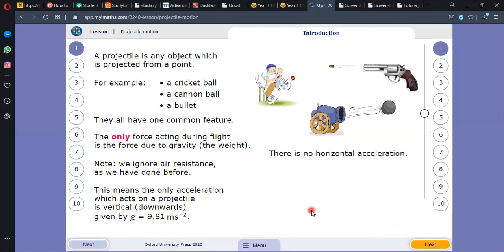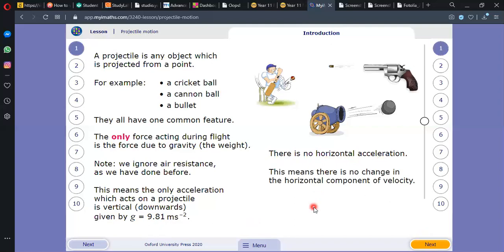Now, take note of this. In projectiles, there is no horizontal acceleration. Remember, the only acceleration acting on a projectile is simply acceleration due to gravity. That's your g. There is no other acceleration. That is why we say that there is no horizontal acceleration. So don't think there is another acceleration acting somewhere.